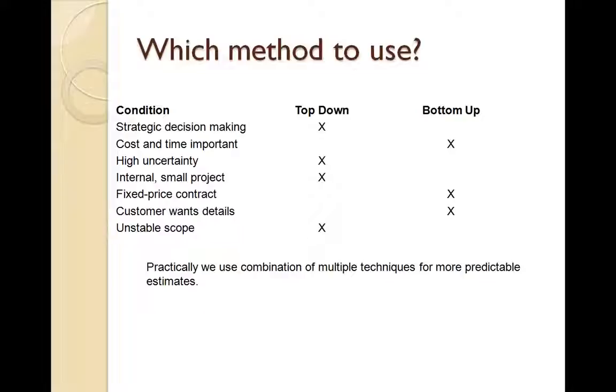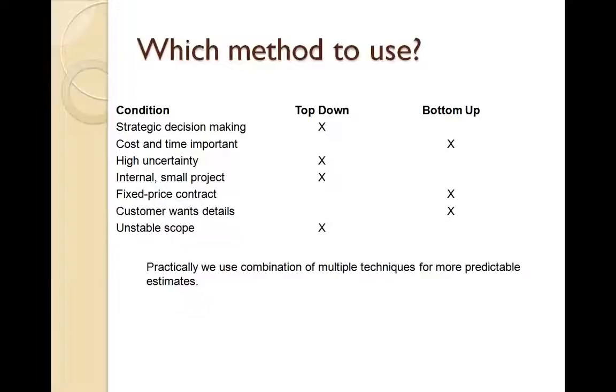If your project requires some strategic decision making, and you're not trying to do each and every minute requirement-level commitment yet, but some ballpark number is required, then you can use top-down techniques. If cost and time are critical and are going to be measured against, then you should be using bottom-up estimations. If there is high uncertainty in the project, then it's recommended that you use top-down estimates or guesstimates. If the project is internal or small, then applying the entire estimation cycle would probably be an overhead, so in that case you can have top-down estimates.